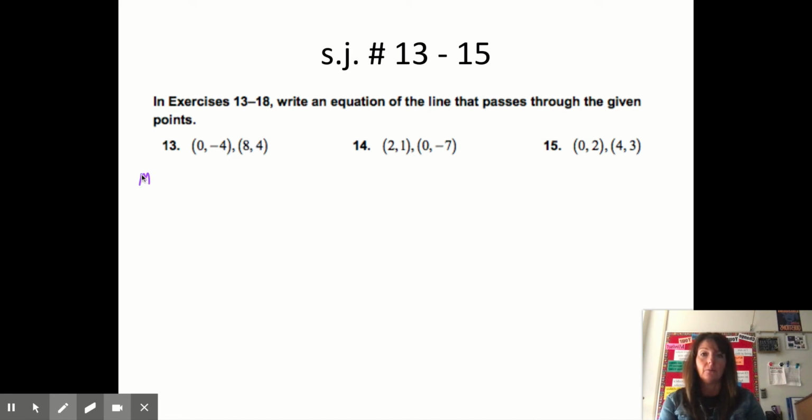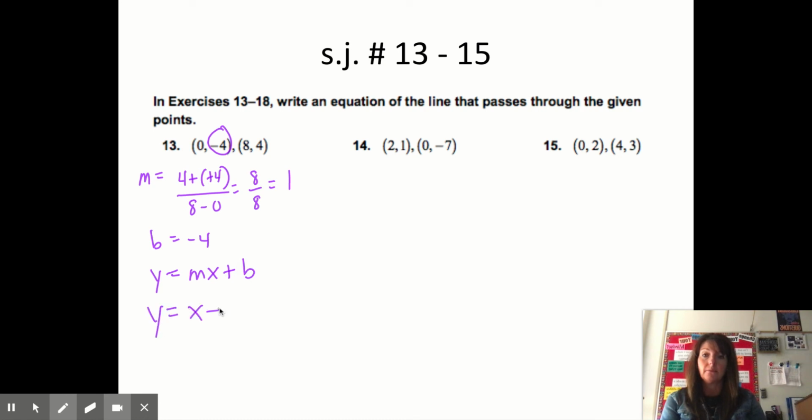So I would do my slope is equal to 4 minus the negative 4. And that's going to be over 8 minus 0. Now when you have a double negative, you're adding. So we'll get 8 over 8 equals 1. This is the y-intercept because the x-coordinate is 0. So the y-intercept is equal to negative 4. So in my slope-intercept form of the equation, I can write it as y equals x minus 4. Okay. You want to pause the video and try number 14.